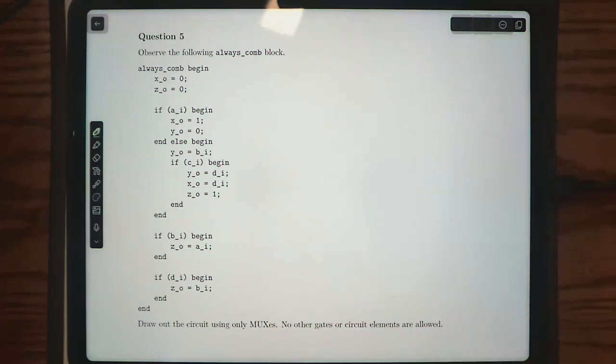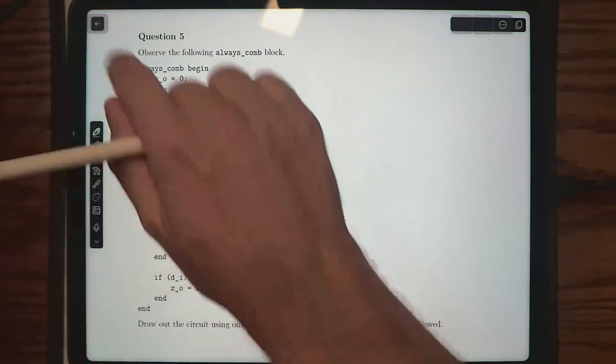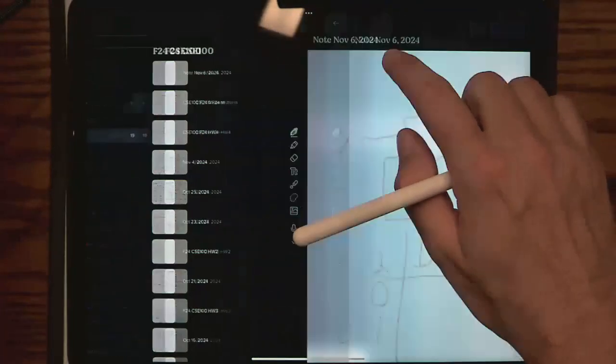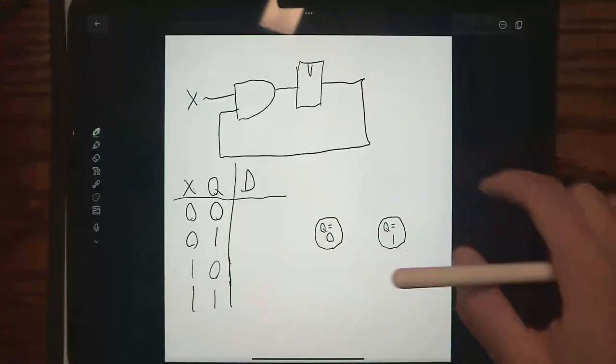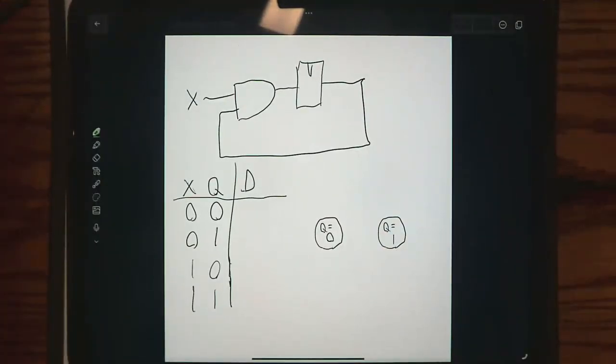So okay, good luck on this question. Please go back and watch the Monday lecture that I recorded. Okay, cool. So state machines. Okay. Can anyone give me a definition of state machines?